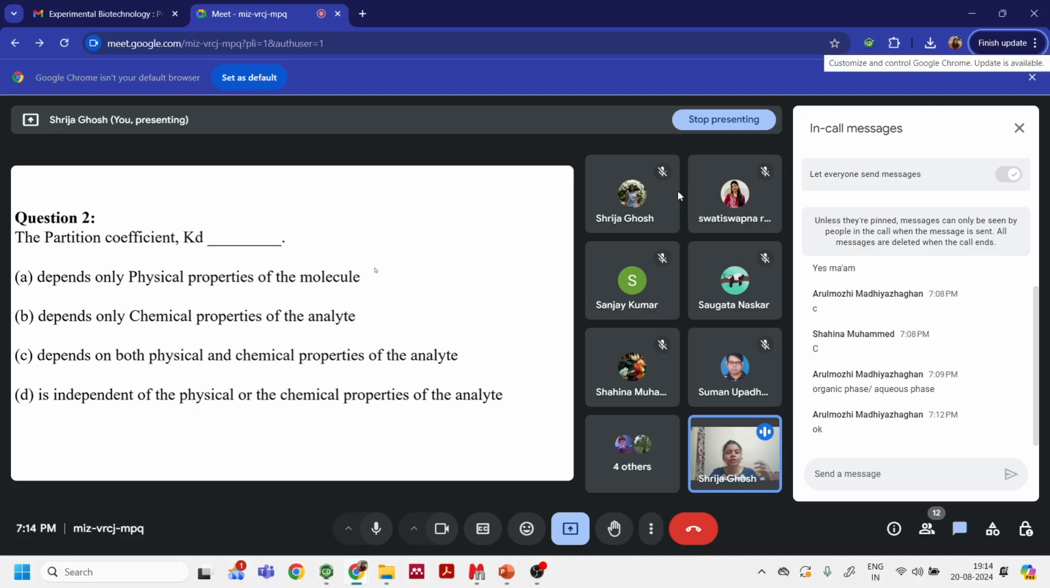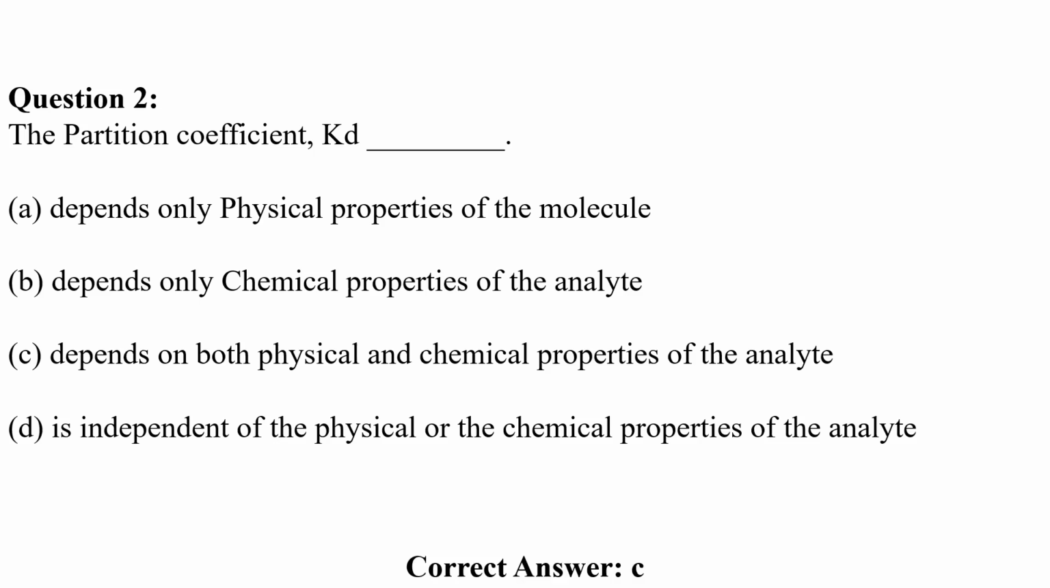So now you have understood what a partition coefficient or distribution coefficient is. So tell me if it is dependent on physical properties, chemical properties, both or none. Okay, Suman has answered option C, that it depends on both physical and chemical properties. Okay, so all of you are agreeing with option C. So that is the correct answer. It depends on both physical and chemical properties of the analyte.